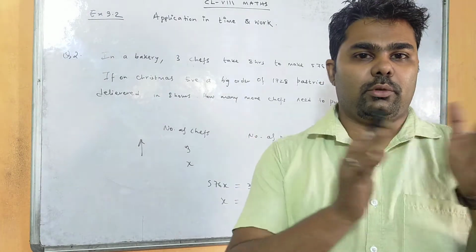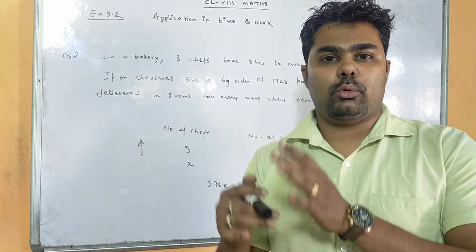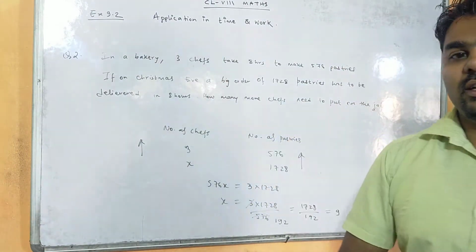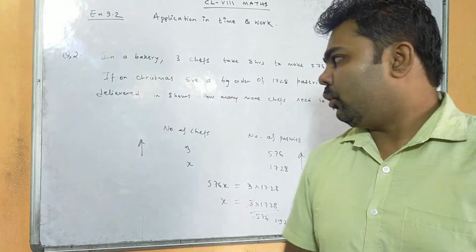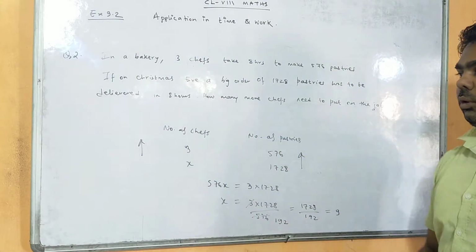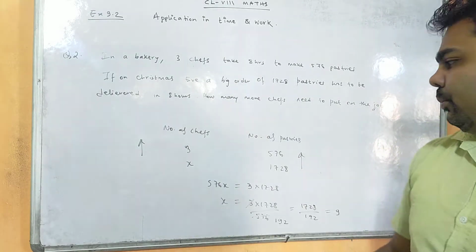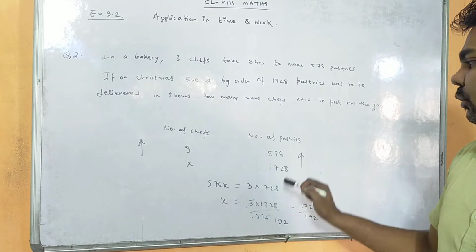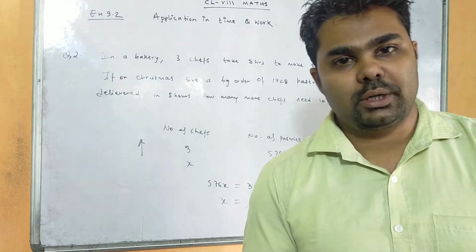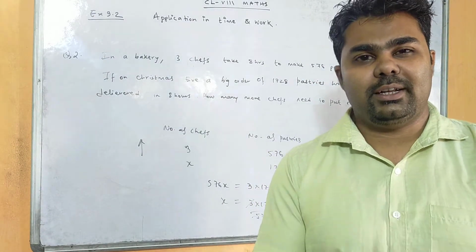This question and the previous question are the same. Like if the number of women increases, then more rotis will be made. Similarly, if the number of chefs increases, then more pastries will be made. In the question what is being asked? How many more chefs need to be put on the job? So let us consider x number of chefs required to make 1728 pastries, right? Now if more chefs are included in the work, more pastries will be made. That means this is direct proportion, or we can say a direct variation question.